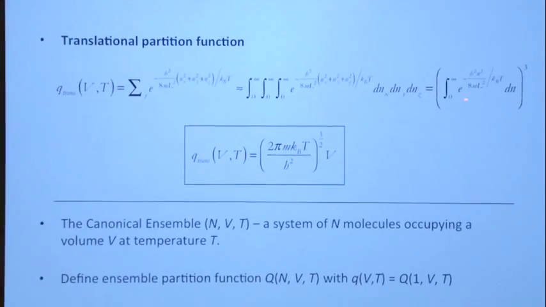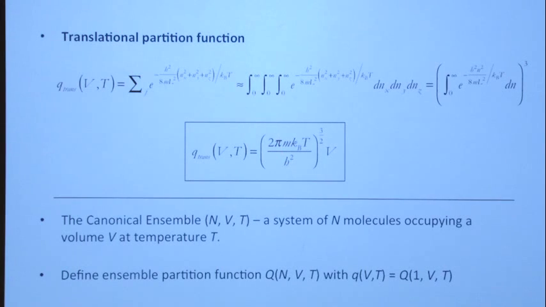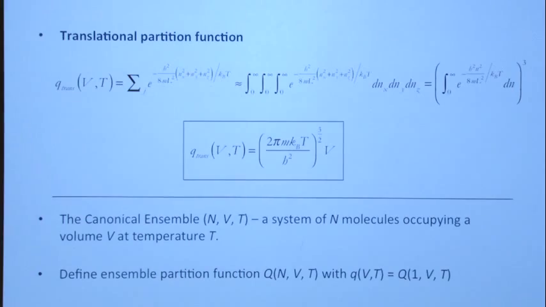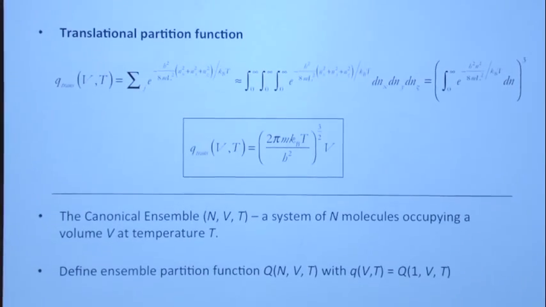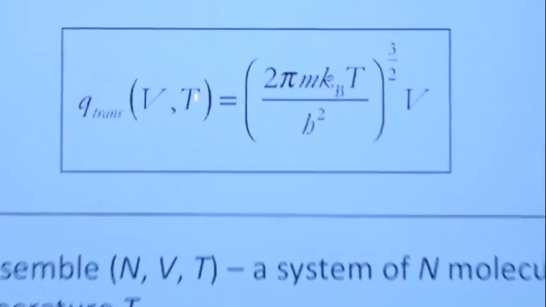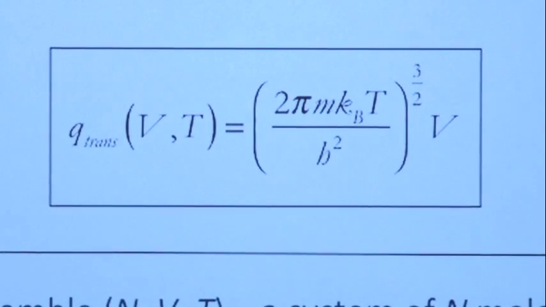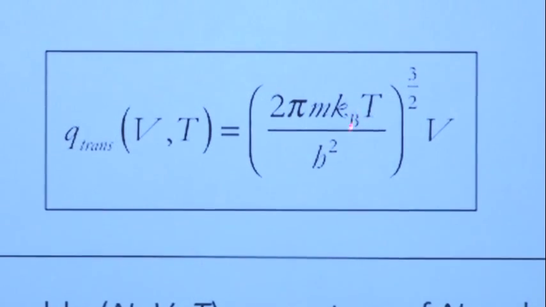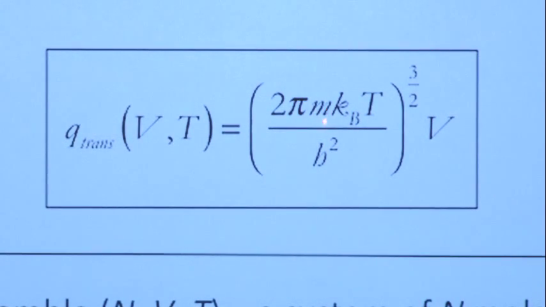And this integral can be manipulated to show that it has an exact solution. And that's given as this, where V is the system volume. So it says that for translational motion of a molecule in the volume V at temperature T, there is a certain number of ways this translational energy can be partitioned. And this is given by this expression. It's related to the Boltzmann constant, the mass of that particle, the temperature, and the Planck's constant.